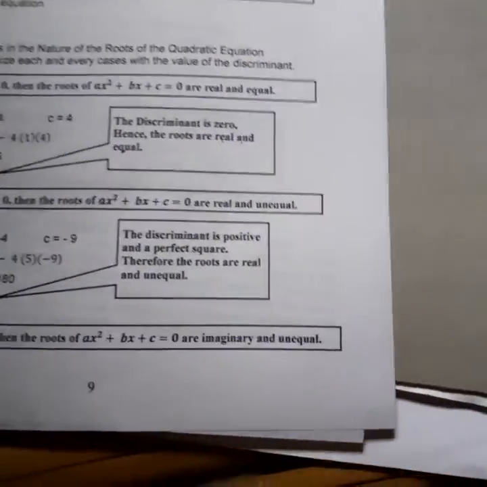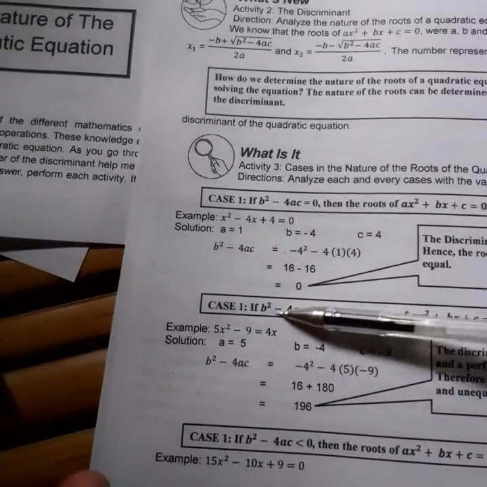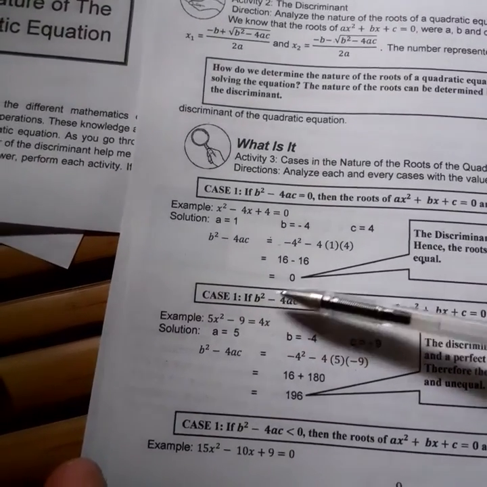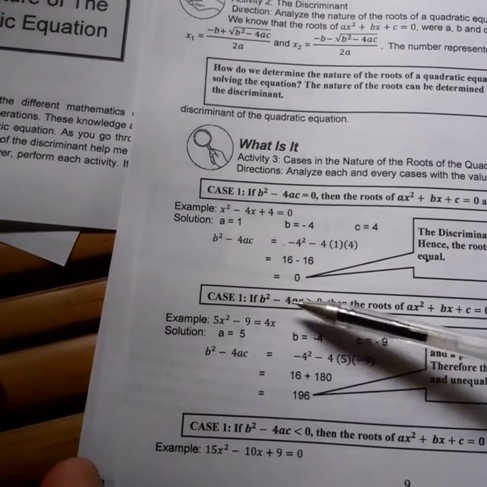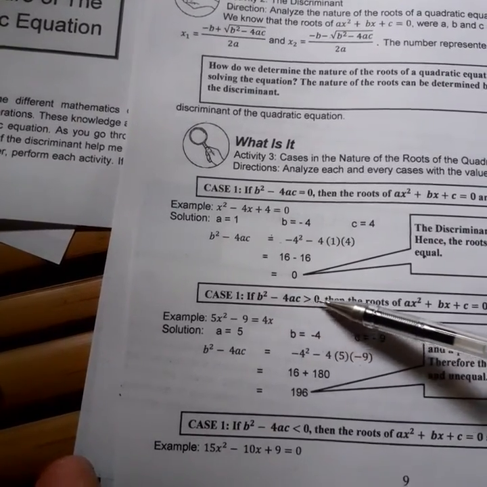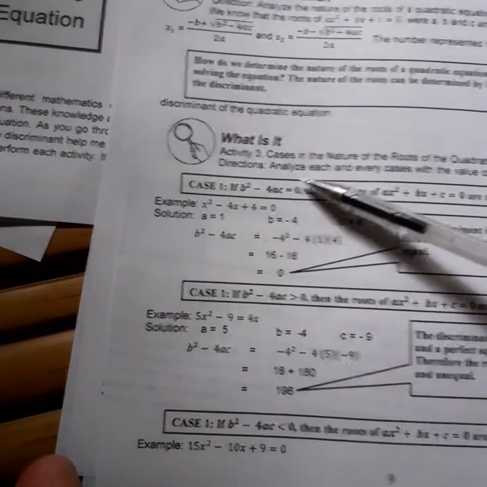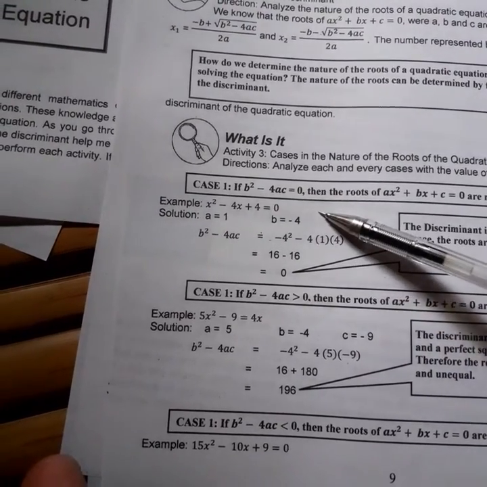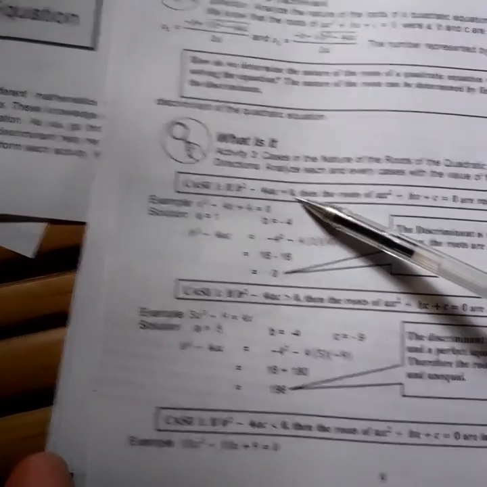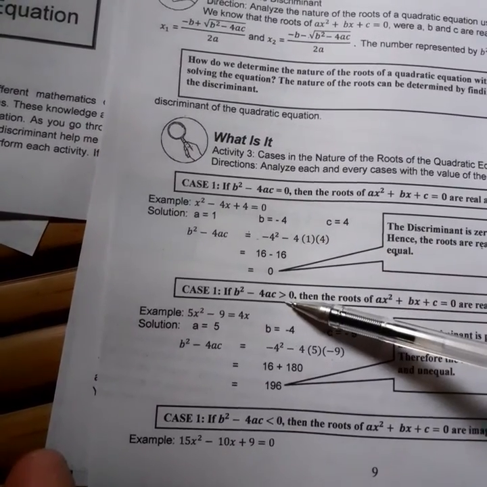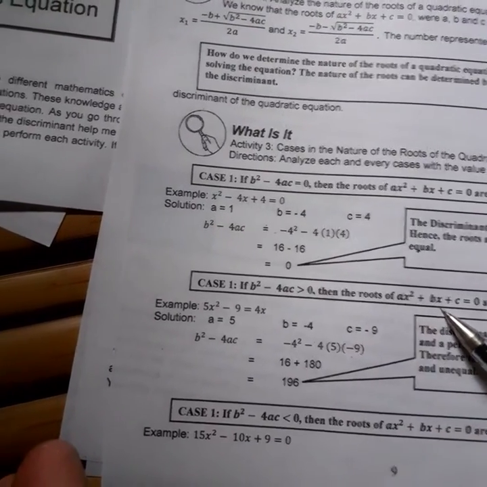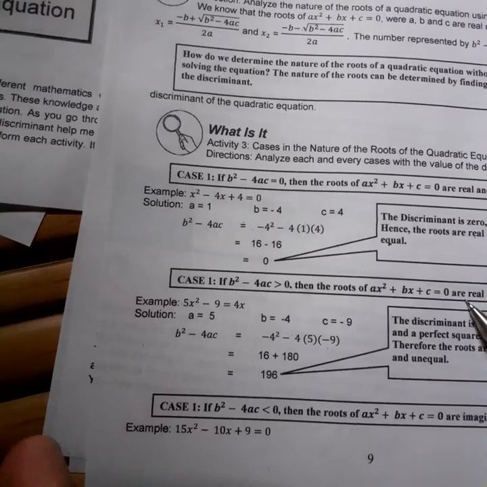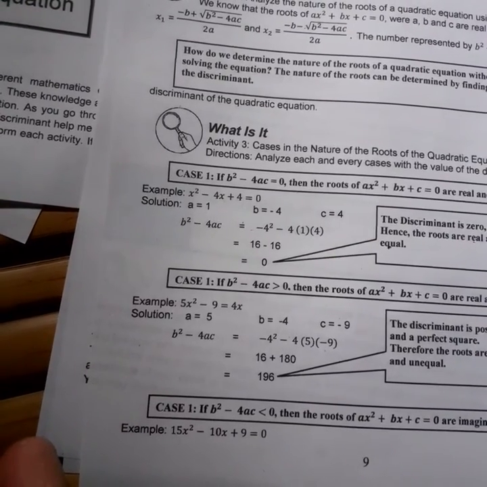Case 2. If b squared minus 4ac is greater than 0, mas dako sa 0. First, ang first nato nga case is if it equals 0. But what if it is greater than 0? Then the roots of ax squared plus bx plus c equals 0 are real and unequal.